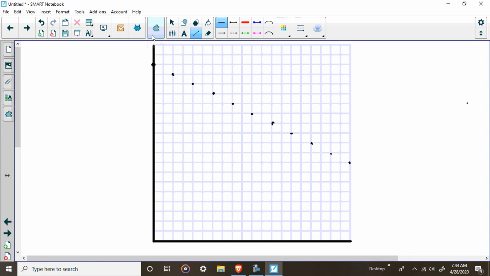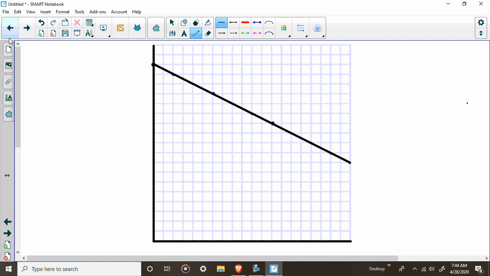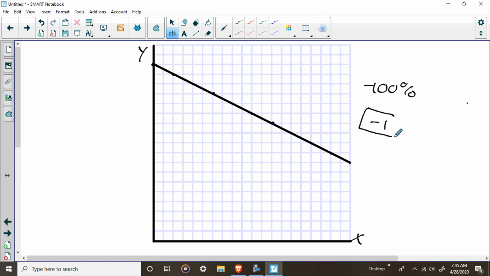So essentially you'd want to draw a line straight through these. If the line hits every single point, this is a correlation coefficient of -100%. So you're saying, why isn't it 100%? The line's going down. As your x values go up here, your y values are going down. This is a -100%, or as we normally put it, a correlation coefficient of -1.